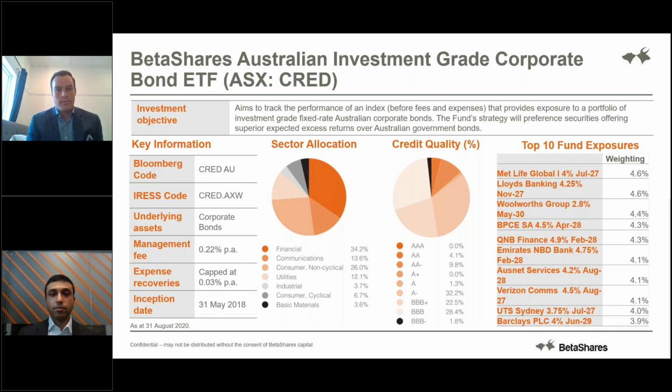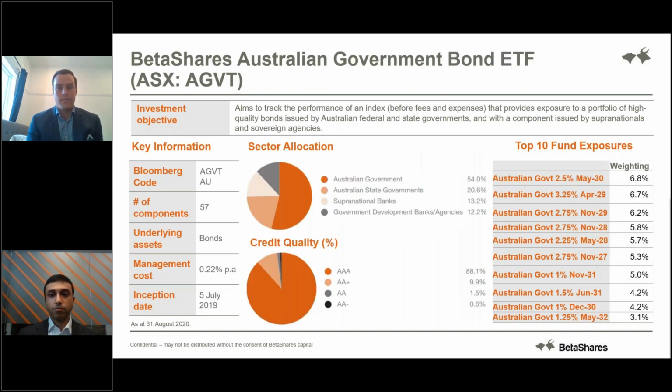And also the next one in terms of our Australian government bond ETF, AGVT, another diversification and safe haven asset allocation in terms of the fixed income, again giving you an easy diversified allocation into that part of the portfolio at 22 basis points.